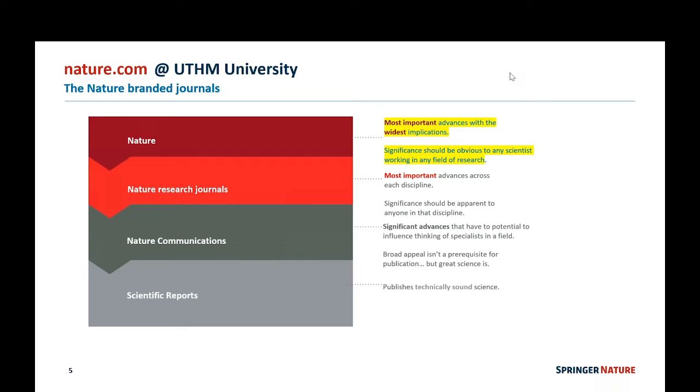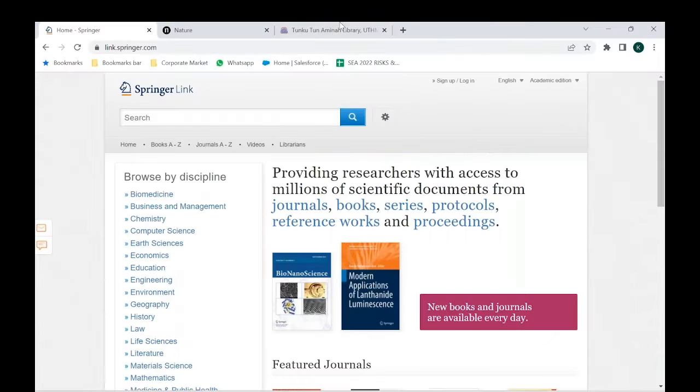Okay, so that's all for slides. We'll now very quickly jump over to the platforms itself.